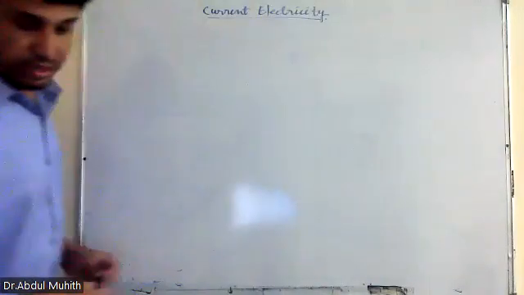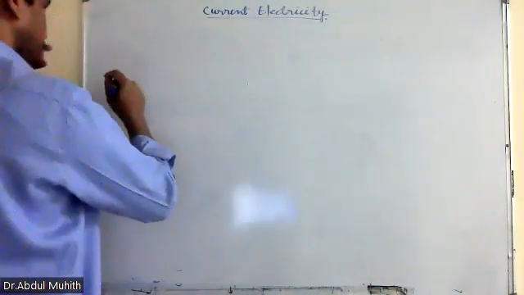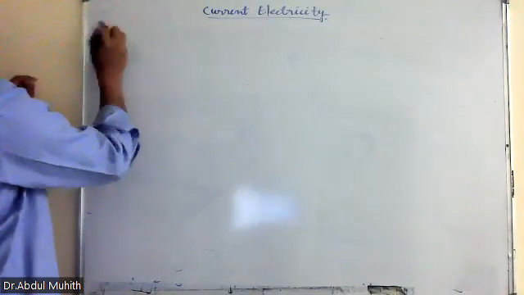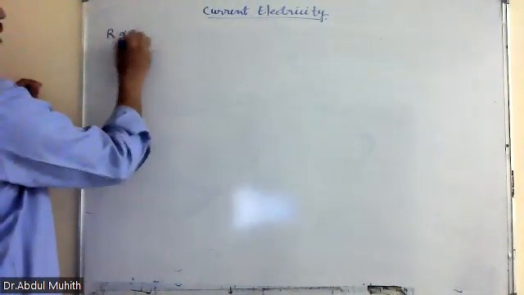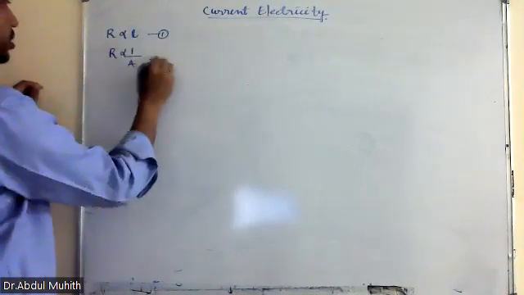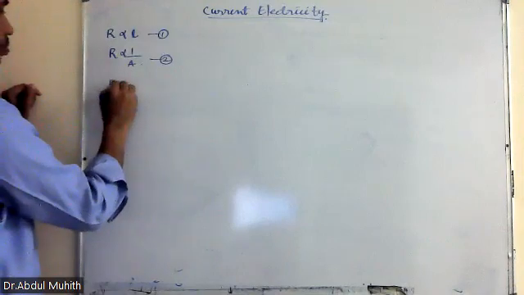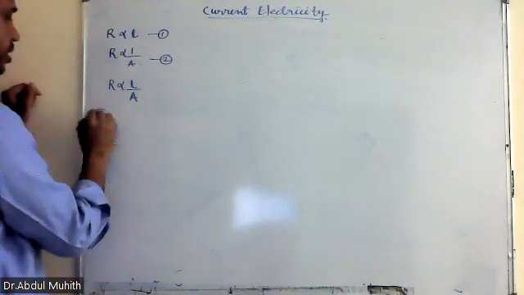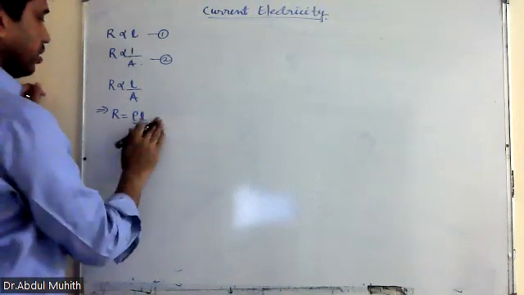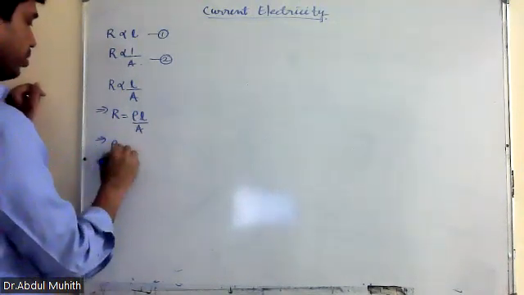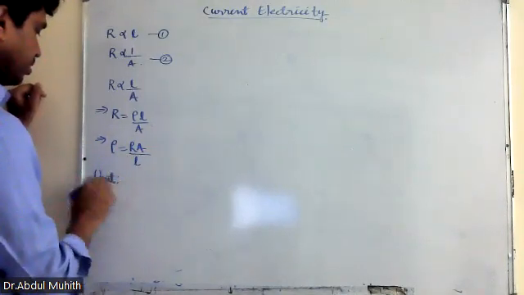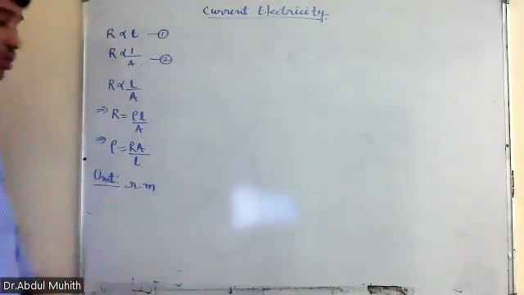Now, next one is resistivity. We know that R is proportional to L and R is proportional to 1 by A. This is equation number 1 and this is equation number 2. So R is proportional to L by A. To remove this proportionality constant, I am writing R is equal to rho into L by A. This implies rho is equal to R into A by L. The unit of this is ohm meter.